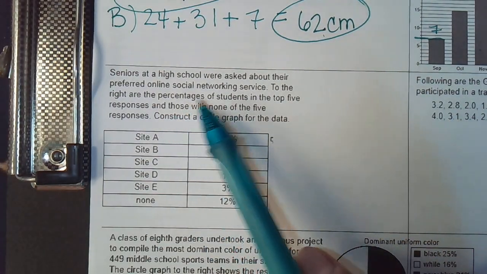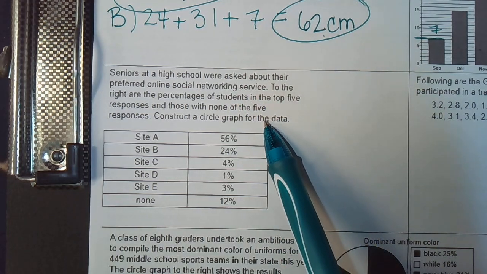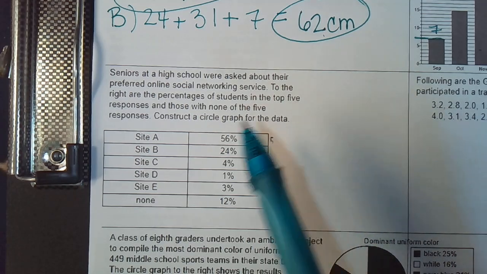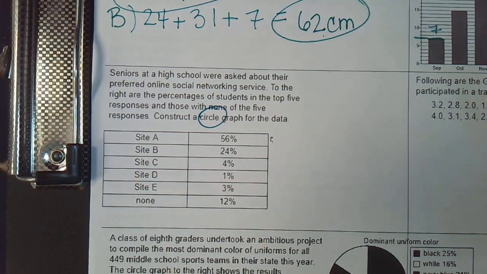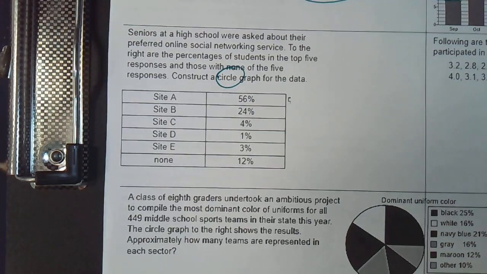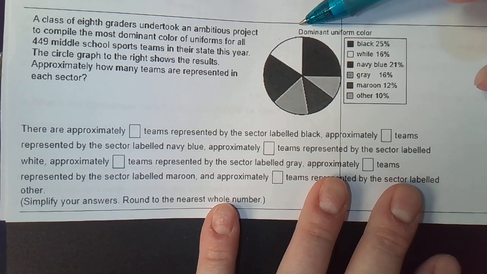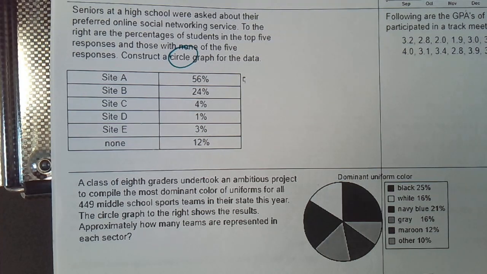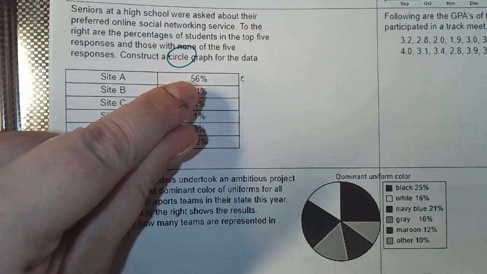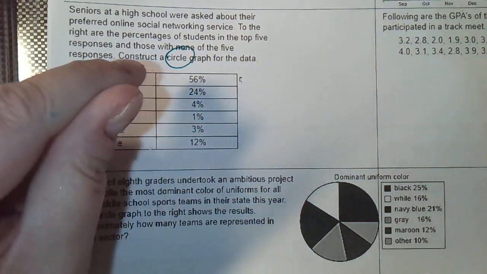It says seniors at a high school were asked about their preferred online social networking service. To the right are the percentages of students in the top 5 responses and those with none of the 5 responses. Construct a circle graph for the data. Okay, the thing we need to know about circles is that the whole circle is worth 100%. Okay. So, if I want a circle with just 56% shaded, that's going to be half the circle, almost over half the circle.